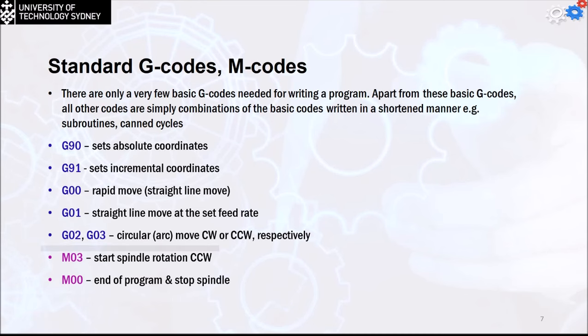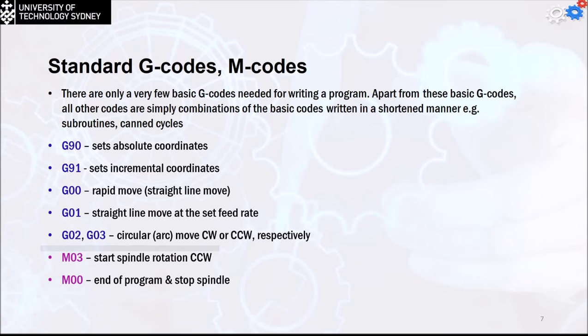Like the G90, which sets the absolute coordinates, we can use the G91 to set the incremental coordinates, and that's what we described in the lecture, the difference between both. With absolute coordinates, all points are identified as the location of X, Y, and Z from the datum point or the zero point. G91 is the point-to-point movement, which means that the next location will be defined by its distance from the recent location.